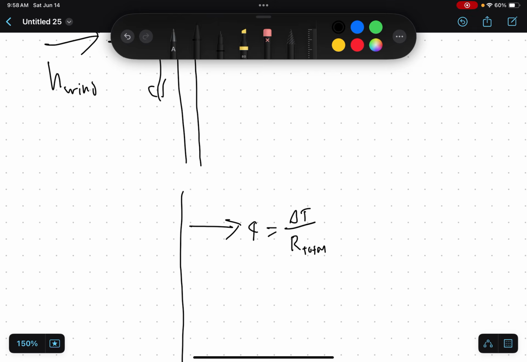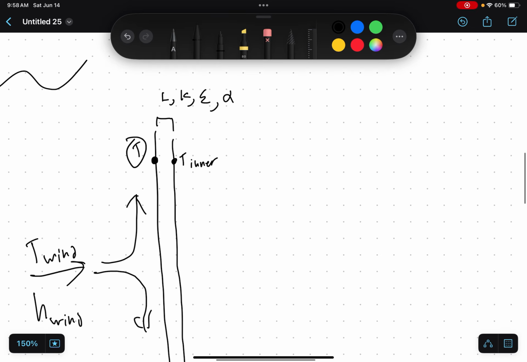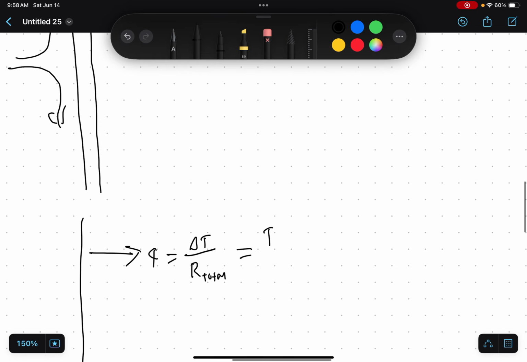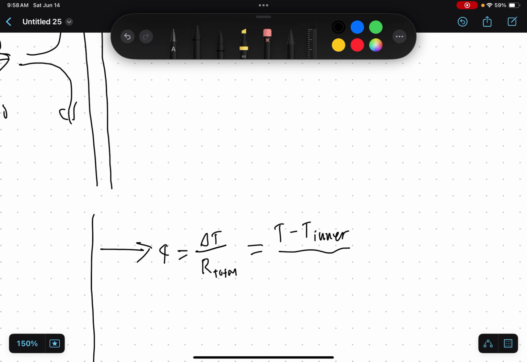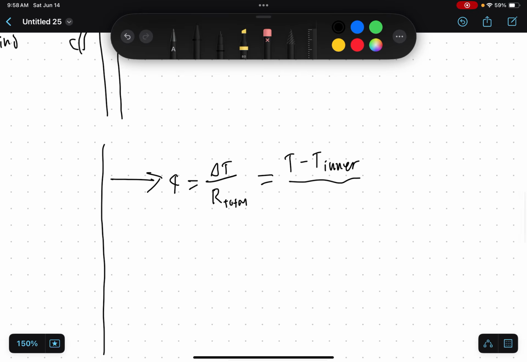This R is the thermal resistance. And this is what I'll deep dive into after we go through this example problem. But for now, it's pretty straightforward. So delta T, I'm going to say it's T minus T inner over R total. For conduction through a surface, R total is just R conduction. And the equation is L over KA.